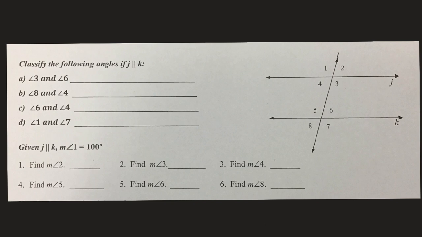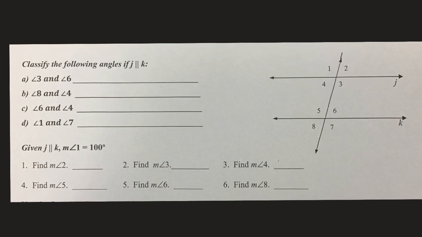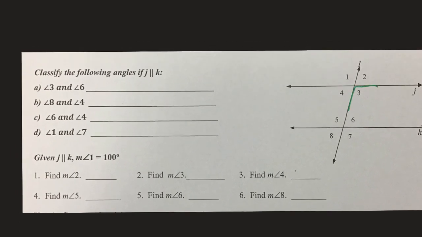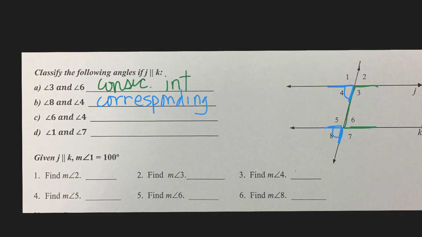So in this exercise, we are just trying to identify these angles based upon our picture over here. Angle 3 and 6 are both between your parallel lines and are on the same side of their transversal. So these are consecutive interior angles. Okay, angle 4 and angle 8. Here's angle 4. Here's angle 8. Corresponding. They're on the same side of your transversal, but on opposite sides of your parallel lines. Angle 4 is interior and angle 8 is exterior. So that's how we're going to know these are corresponding angles. Not both interior, not both exterior. One is interior, one is exterior.